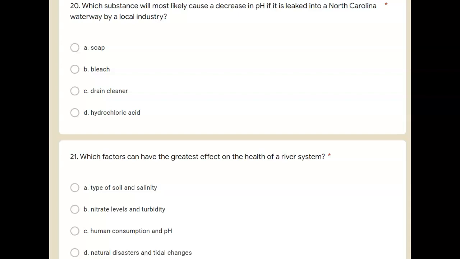Number 21. Which factors can have the greatest effect on the health of a river system? A. Type of soil and salinity. B. Nitrate levels and turbidity. C. Human consumption and pH. Or D. Natural disasters and tidal changes.